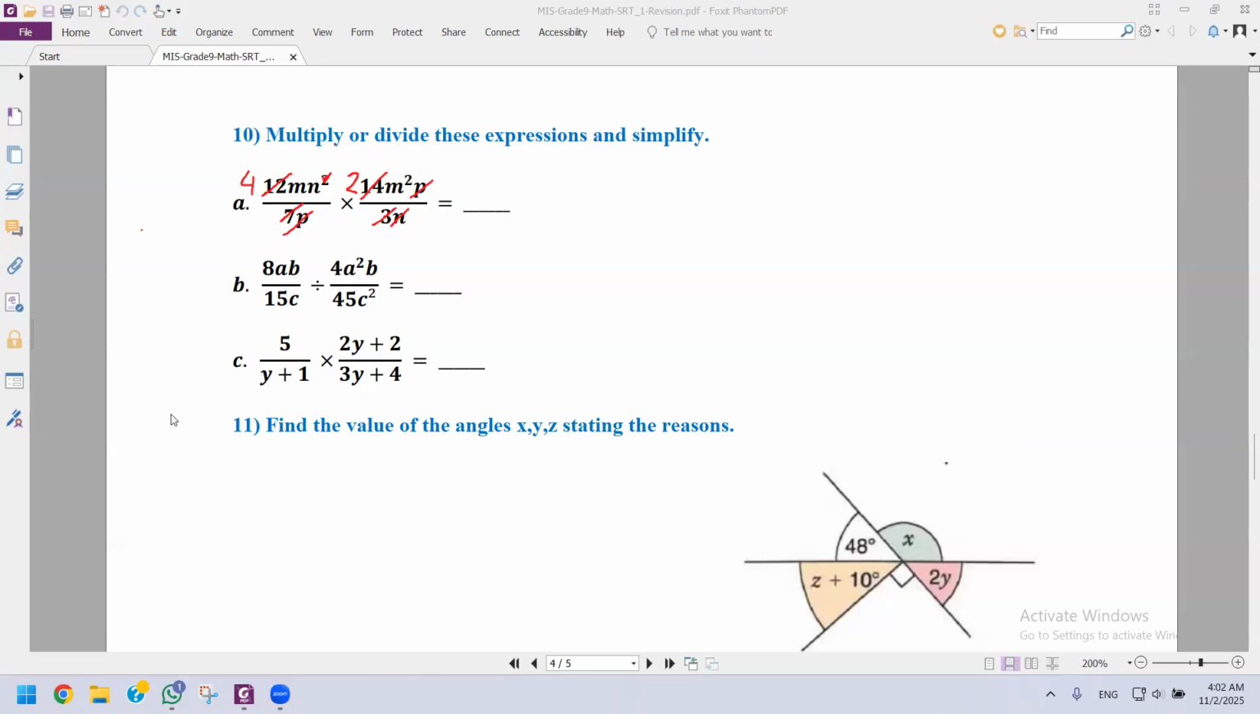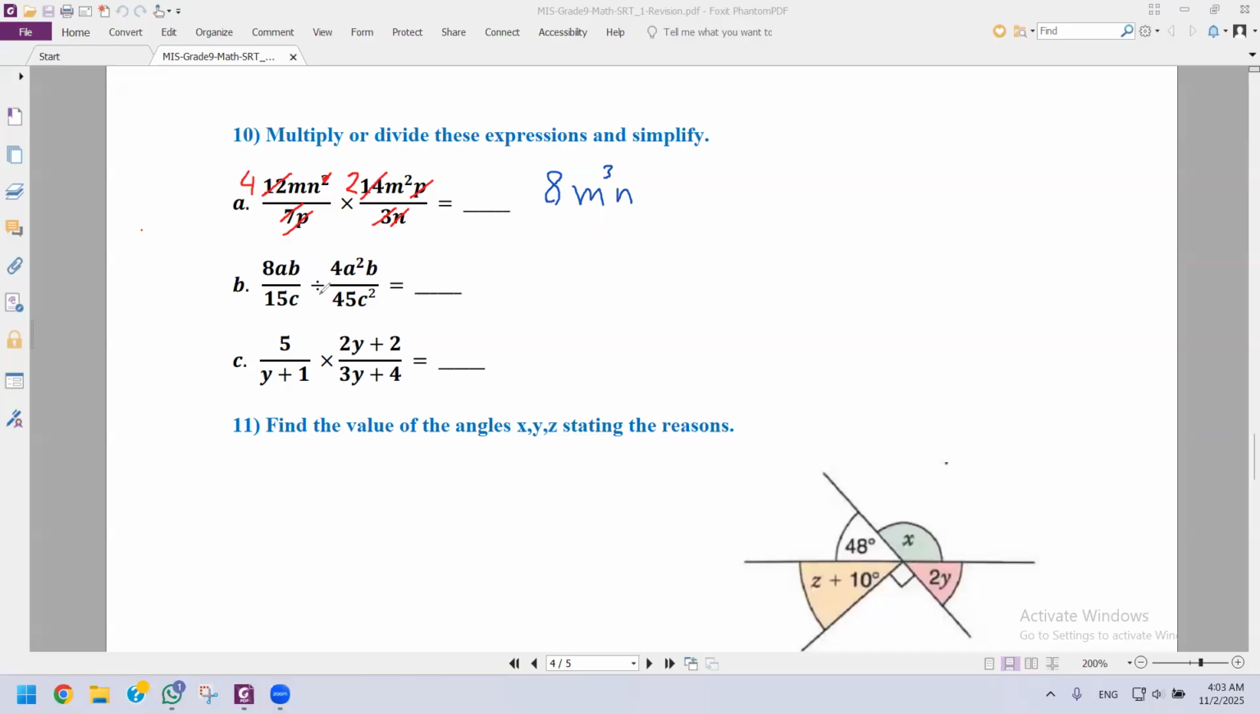Now let's multiply what is left. I have 4 times 2, which is 8. What is left up? We have mn. And then we have m times m squared, which is m cube n over. What do I have down? Everything is cancelled. So it's over 1, which means nothing. You just remove it. So it's 8 m cube n.